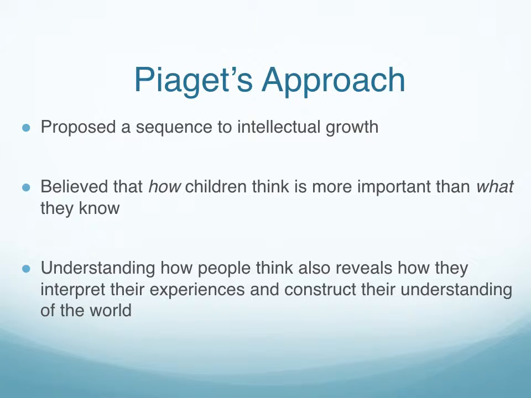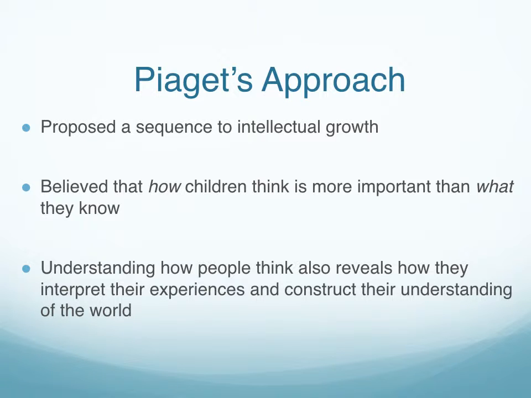So he did propose a stage theory. He proposed a sequence to intellectual growth. So since it's a stage theory, Piaget thought of cognitive development as being discontinuous rather than continuous. And he believed that how children think is more important than what they know. So it's not just whether you can get a question correct, it's what is the thinking process underlying the answer that you give, so that even incorrect answers are interesting in the sense that there's a thought process that leads you there. And that's what he was interested in finding out.